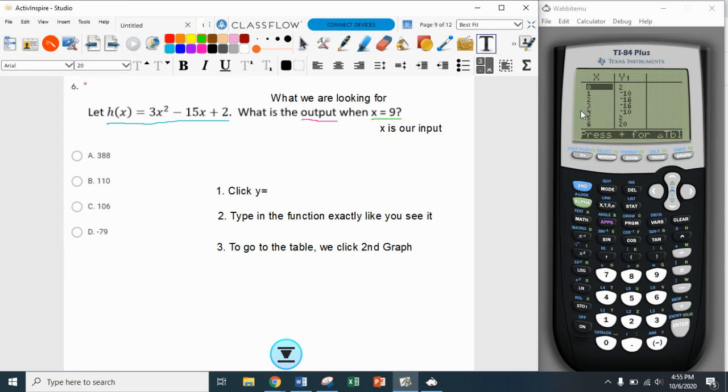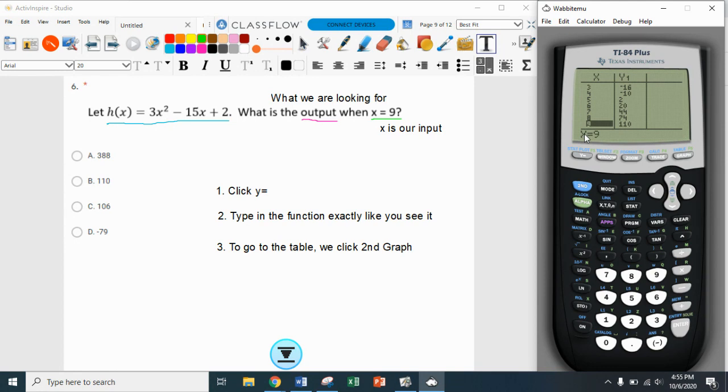Then once we get to the table, all we're looking for is what is the output when x is 9. Remember here, x is the input value, what we plug into the function, and output is what it equals. So remember, x is the input, y is the output. So here I'm looking for when x equals 9. I'm just going to scroll on the table until I get to x equals 9. There we go. It highlights it for me.